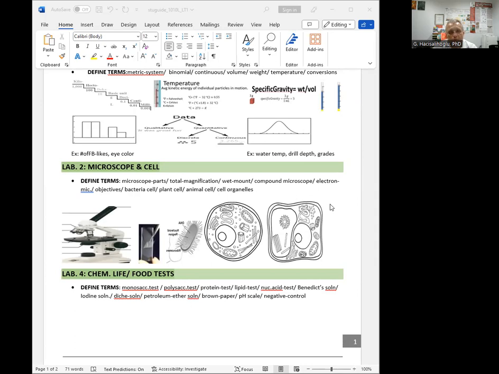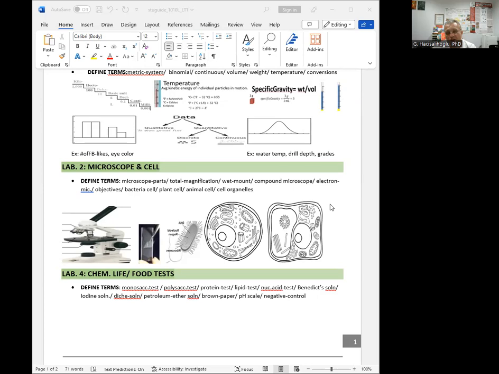Lab 4 is chemistry of life, really like food tests. Basically, we have 4 macromolecules to test, including carbohydrates, lipids, proteins, and nucleic acids. Under carbohydrates, we have the monosaccharide test and polysaccharide test, and we have a protein test, a lipid test, and a nucleic acid test. We use a specific solution or assay to test the food to see if each of them has that specific macromolecule that we are searching for.